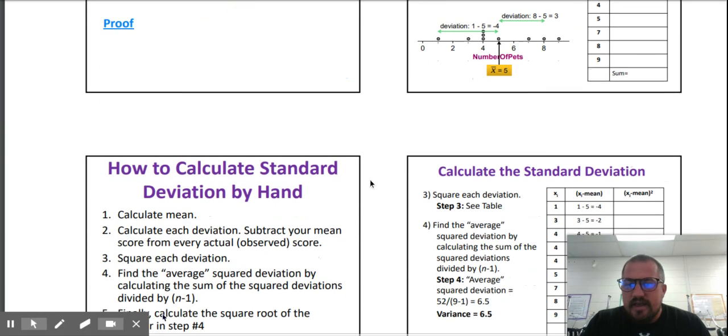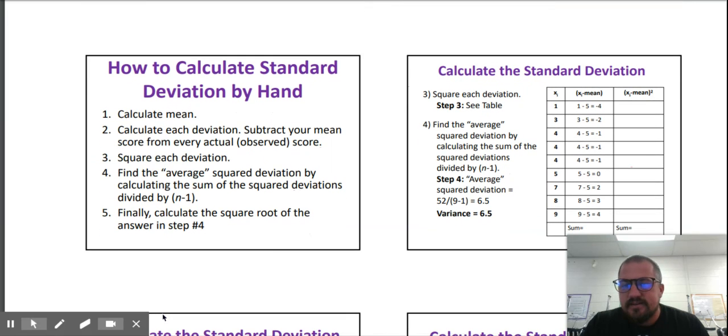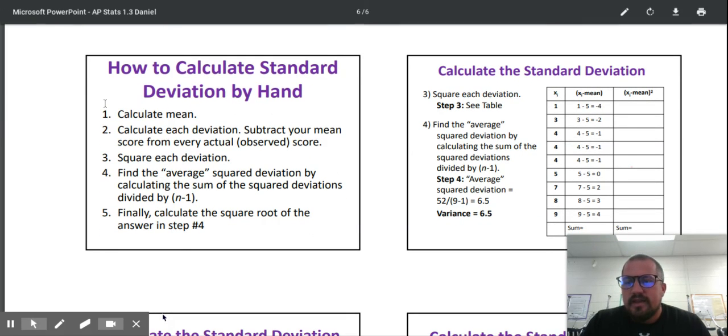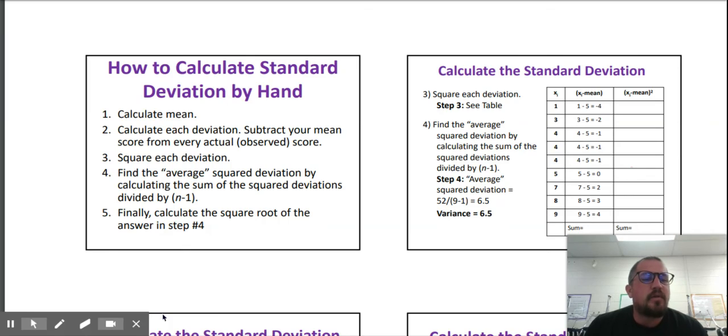And then how to calculate standard deviation by hand. So we want to go through and we want to calculate the mean. We want to calculate each deviation, as you see is done here. Then we want to square each deviation. So to square it, it's going to make them all positive, because standard deviation is how far you are away from the mean, which means it doesn't matter if you're below the mean or above the mean, it's how far away you are. So we're going to square each deviation. So like for number 1, that would turn into 16. This would turn into 4. This would turn into 1, and so on.